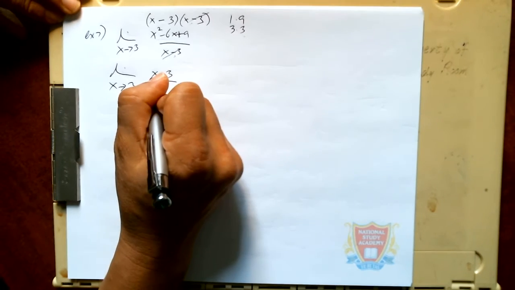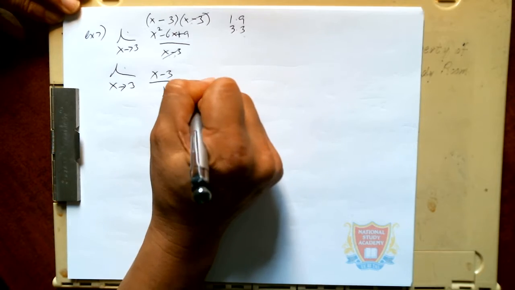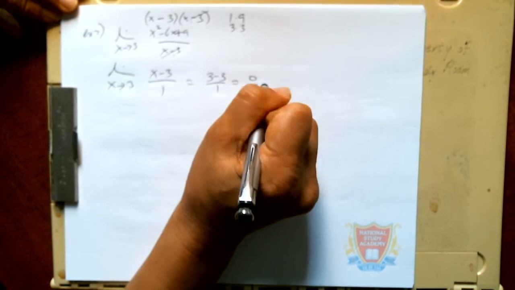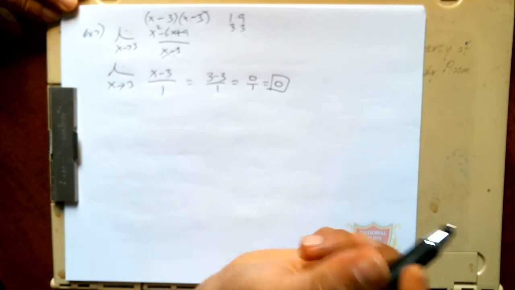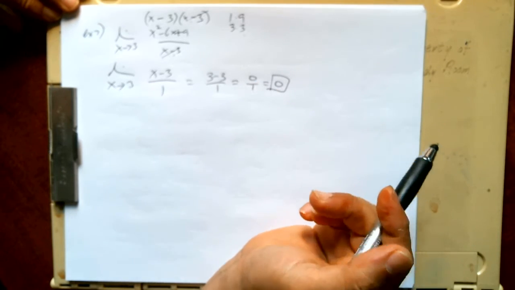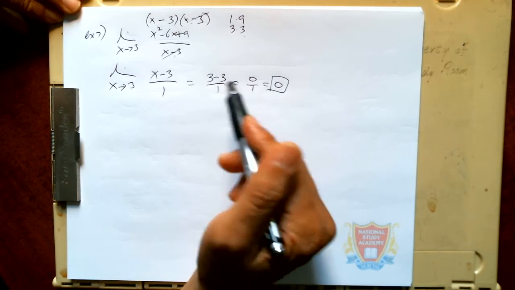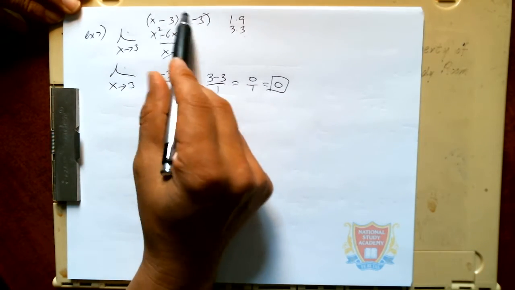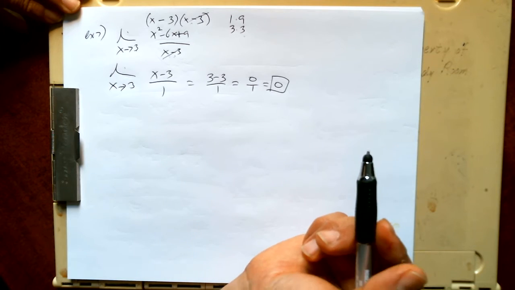Now you can plug in 3. You end up with 3 minus 3 over 1, which is 0 over 1, which is 0. So plug in something like 2.999 into this equation, and you should end up with approximately 0.